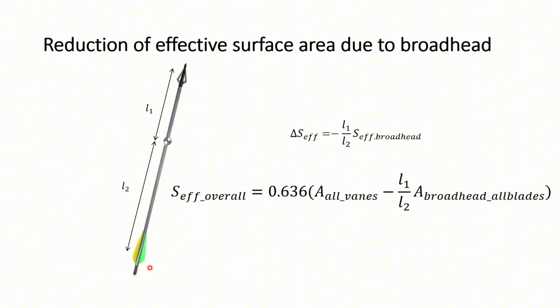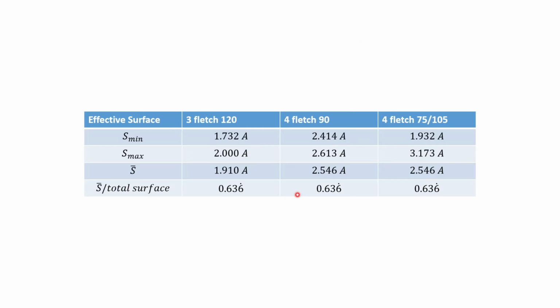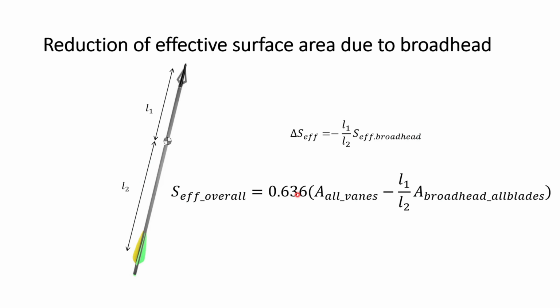How much is it taking away? This delta term is the effective surface area of the broadhead corrected by the leverage, right? So the effective overall surface area stabilizing your arrow is 0.636, right? We've seen this ratio before. The area of all your vanes minus the area of your broadhead blades, all of the blades, corrected by the leverage. How do we use this equation?